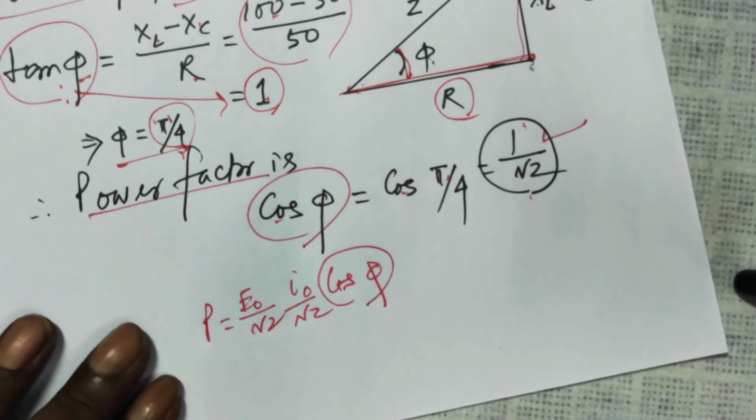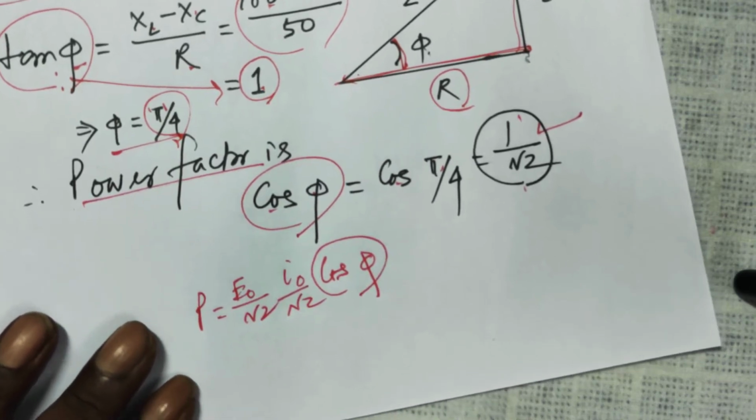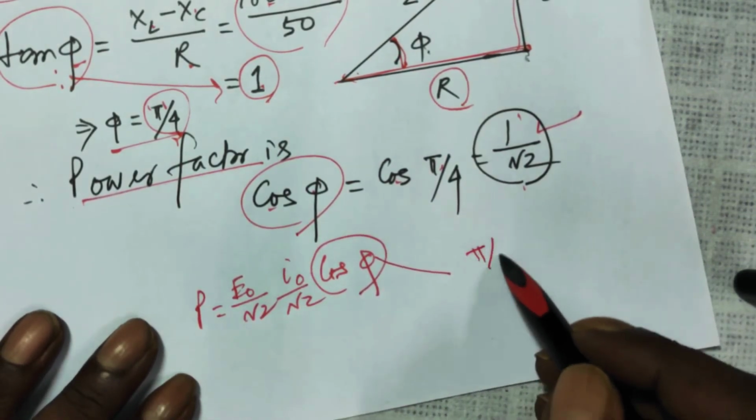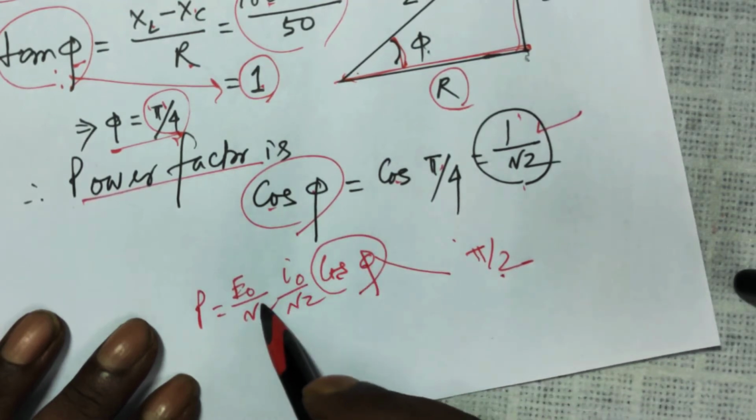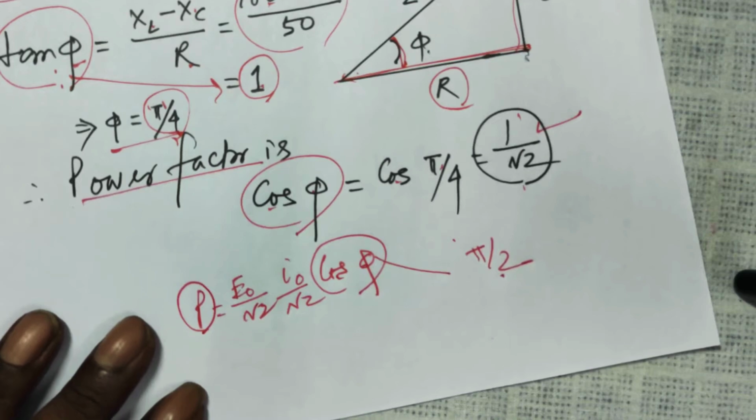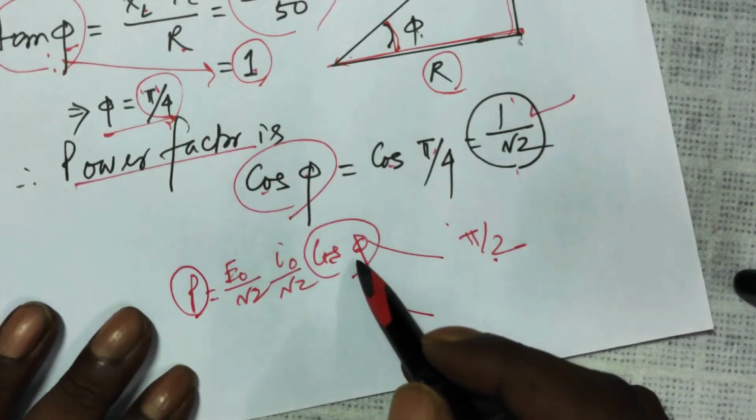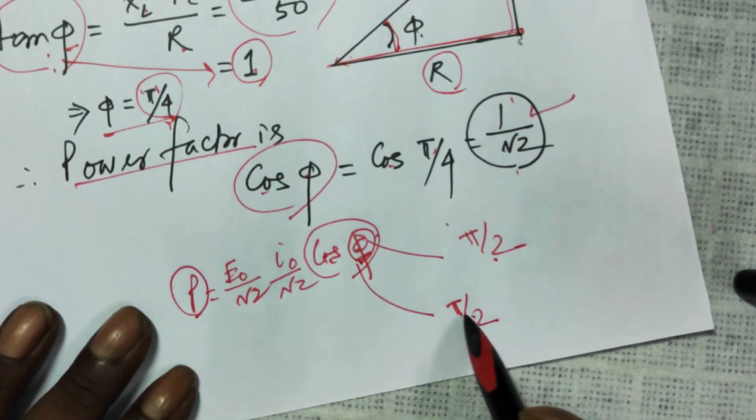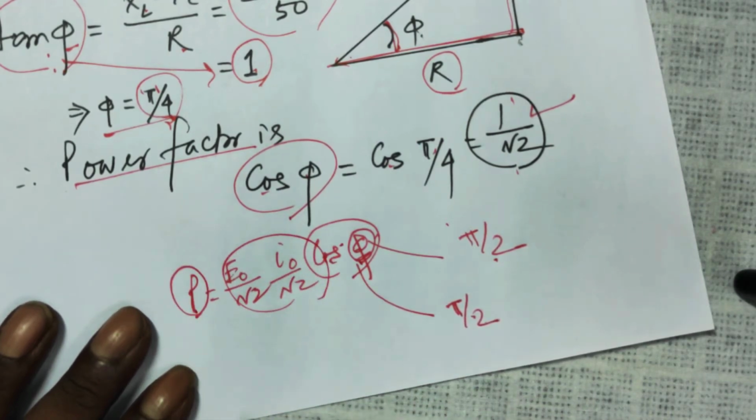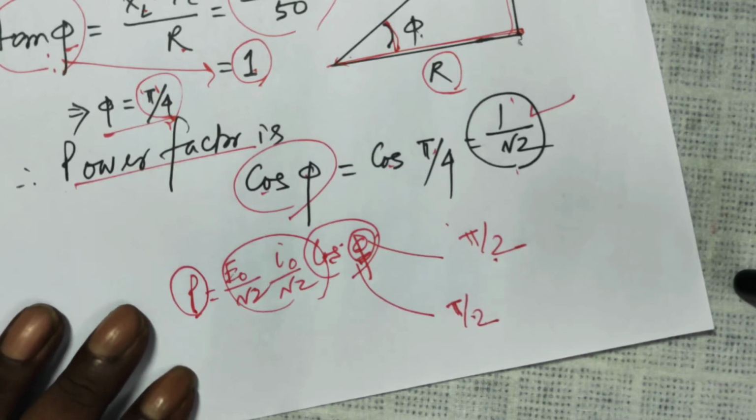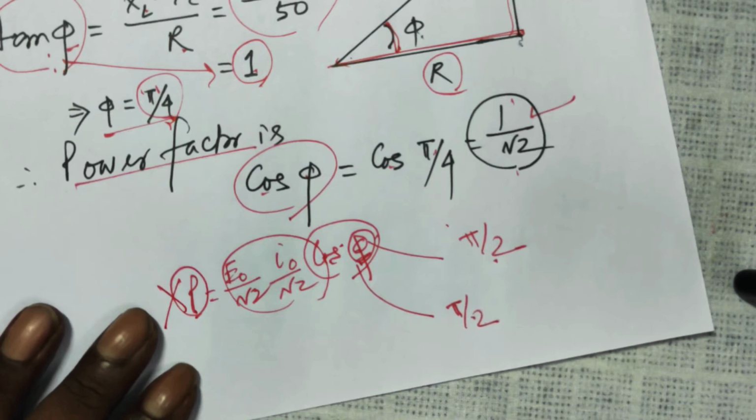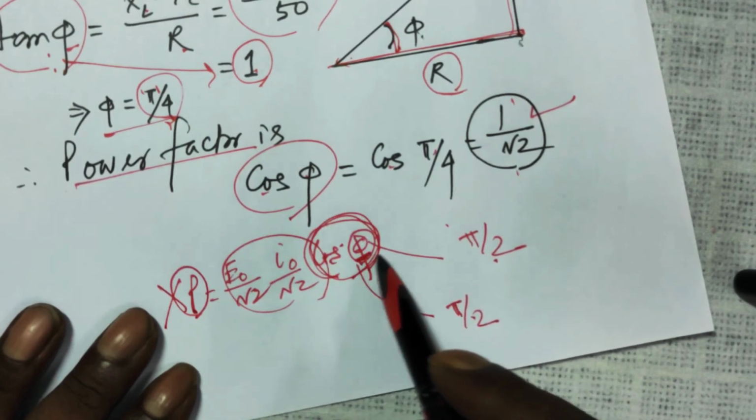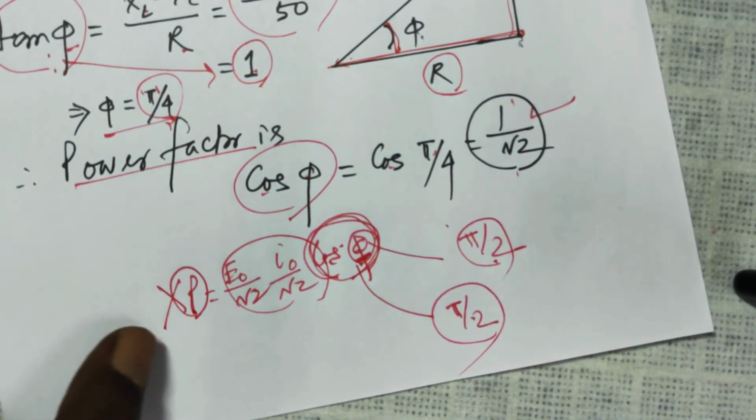And I had also explained a circuit containing inductance only, a coil only. This phi was pi by 2, cos pi by 2 is 0, 0 into this thing is 0, so power consumed is 0. Similarly, a circuit containing only a capacitor, the phase difference between the voltage and current was also pi by 2, cos pi by 2 is 0, so the power consumed is 0. This is just to revise: a pure inductor connected to an AC source does not consume any power. A pure capacitor connected to an AC source also does not consume any power because of this cos phi term, where phi was pi by 2 for both the cases.